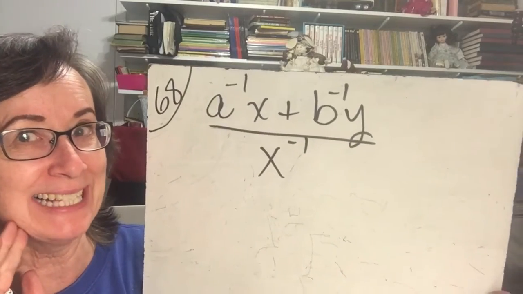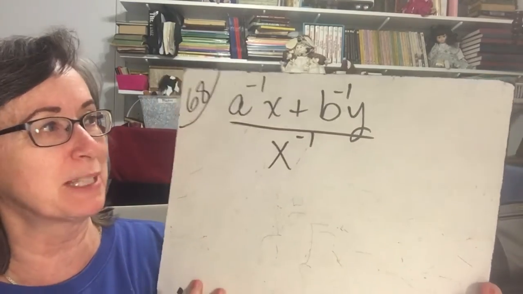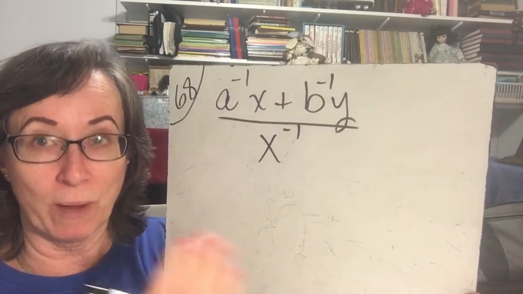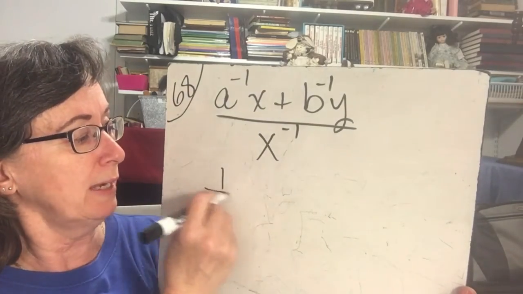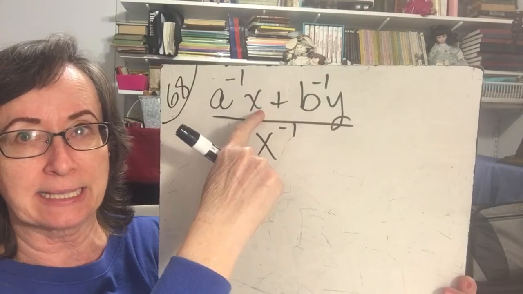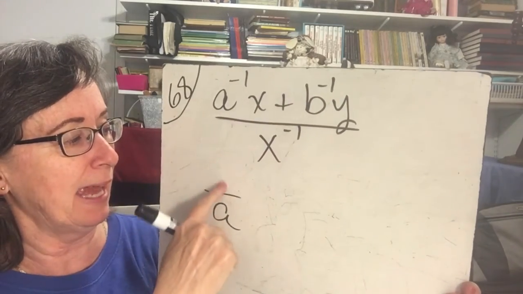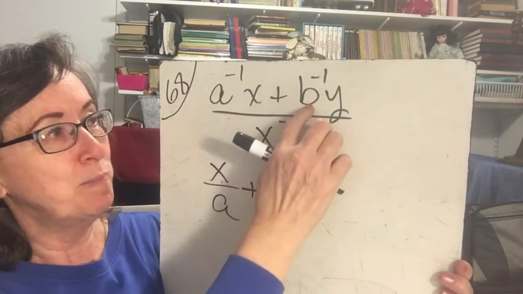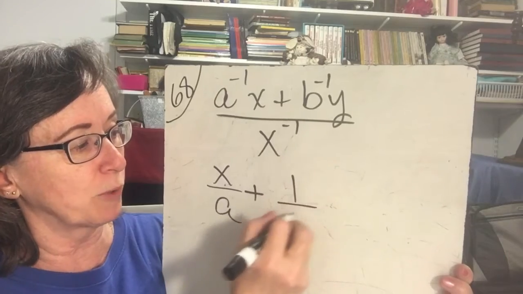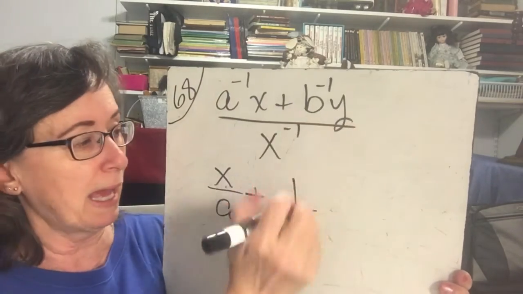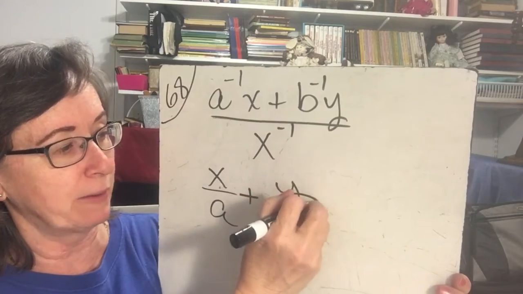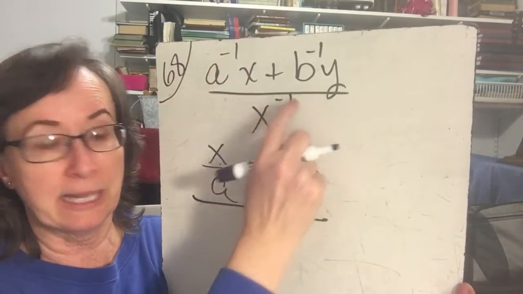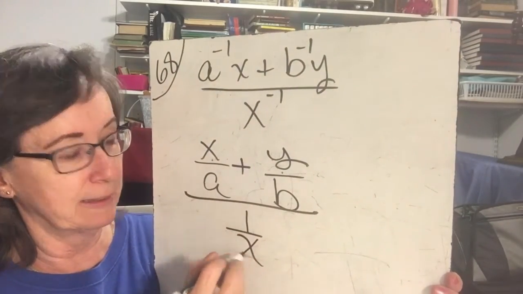Okay, so this is the last example before we start our practice problems. Look what they have, negative exponents. A to the negative 1 is 1 over A, isn't it? So we have 1 over A times X. Well, since it's times X, doesn't the X come up here? Plus B to the negative 1 would be 1 over B times Y, means that a Y is going to go up here. Now we look at the denominator. X to the negative 1 is just 1 over X.